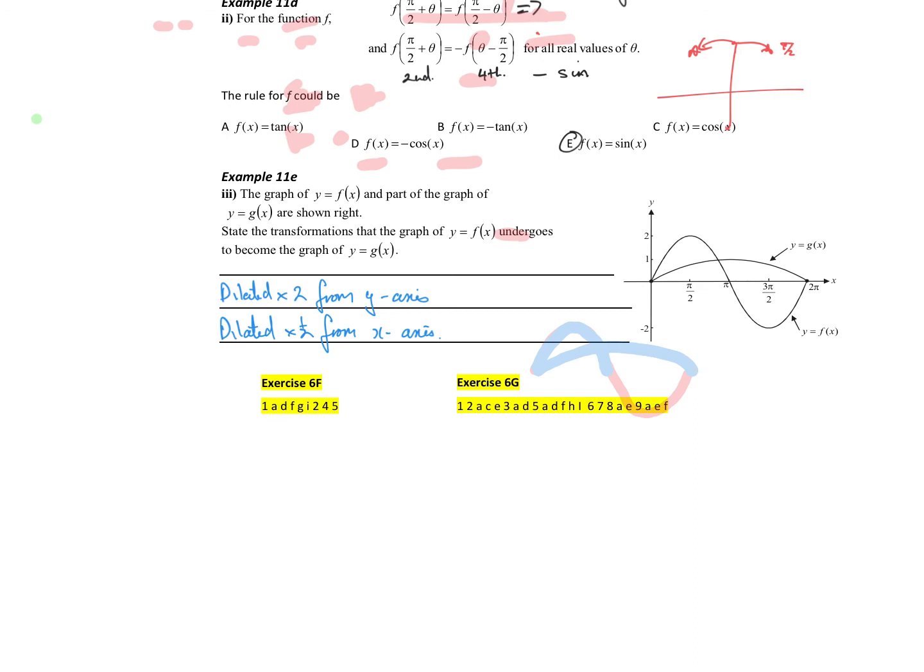So we've multiplied by a factor of 2 from the y-axis, part 1. And secondly, this point that was a maximum of 2 is now a maximum of 1. So we've multiplied the y values by a factor of a half. So in other words, we've divided by 2 from the x-axis. All right?